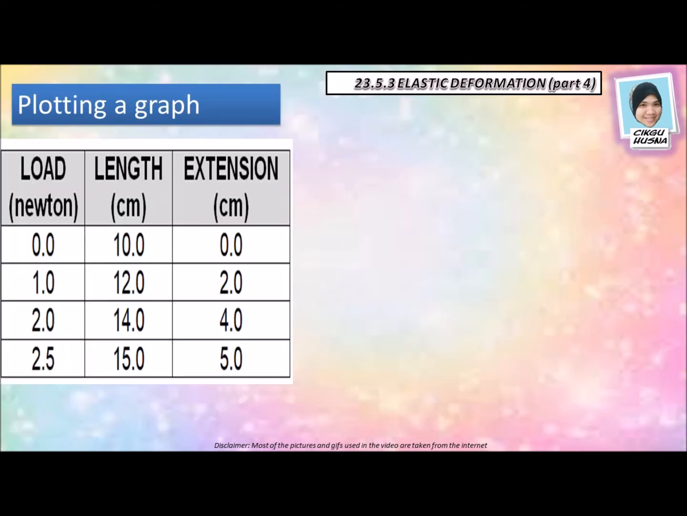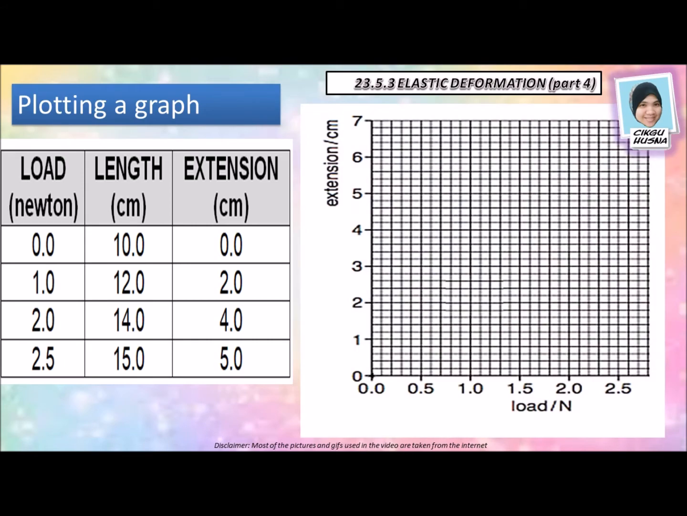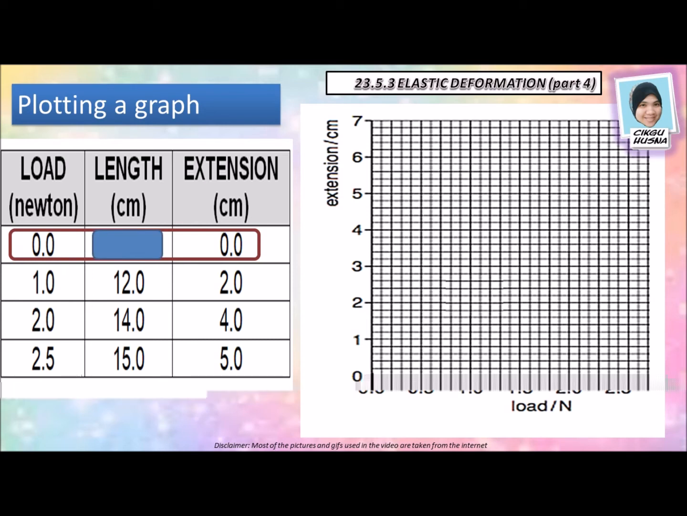So how do we plot a graph from the given data? Let's say this is an example of given data. To plot the graph, make sure you label the x-axis and y-axis as load and extension, and you mark the points. Now we look at the first row here. We only need data for load and extension, so we ignore length. 0, 0. So on the graph, it will be here at 0. So we put a cross there. That is our first plot.